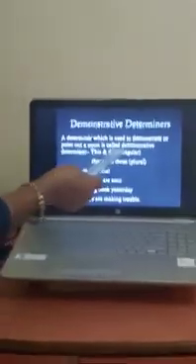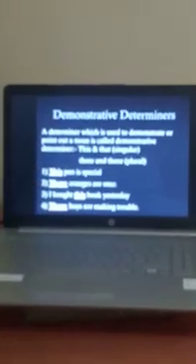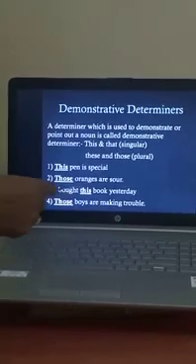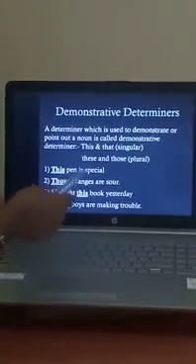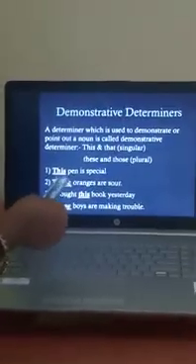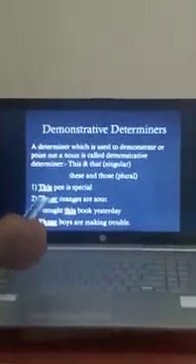Now let's see demonstrative determiners. A determiner which is used to demonstrate or point out a noun. Here we are demonstrating something. Okay? Let's see. This pen is special. I already told you that there are only four demonstrative determiners. This, that and these and those. Okay. This pen is special. Here this is the demonstrative determiner.